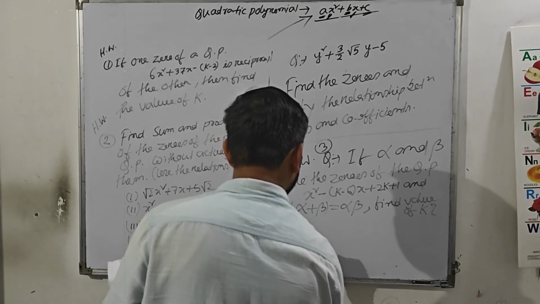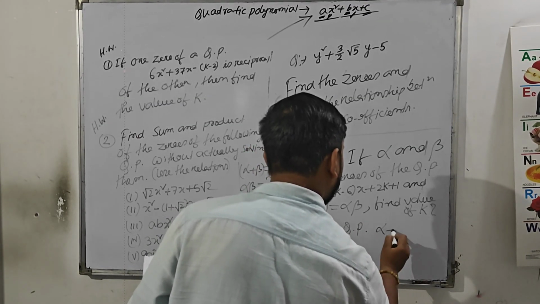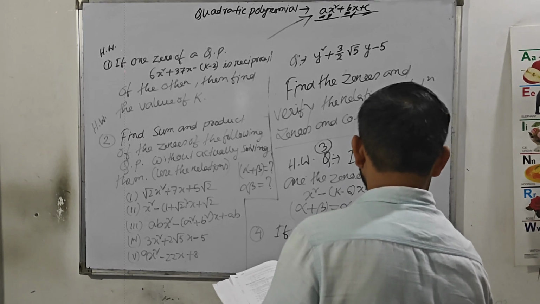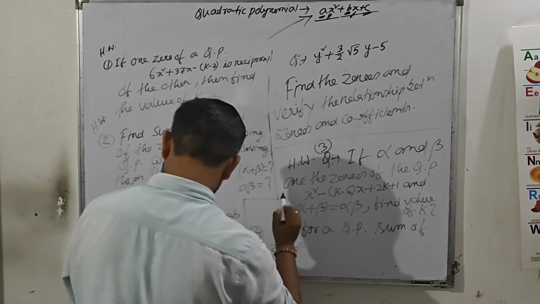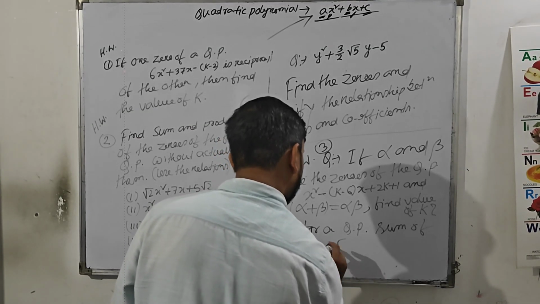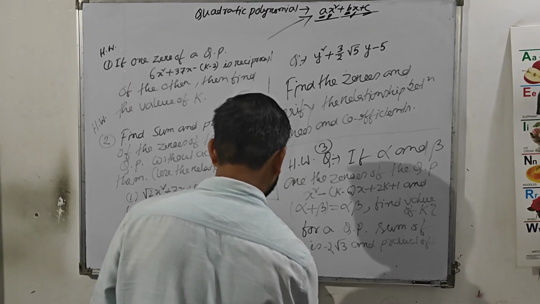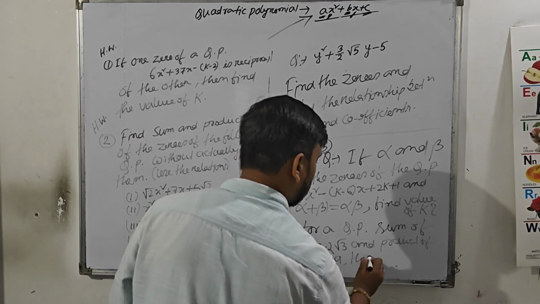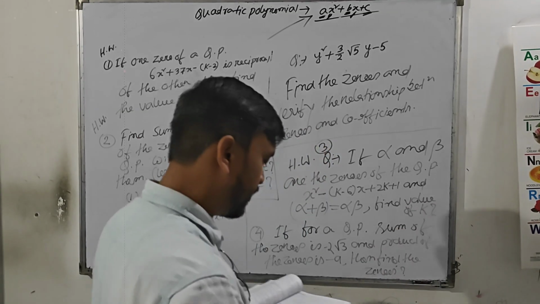If for a quadratic polynomial the sum of the zeros is minus 2 and the product of the zeros is minus 9, then find the zeros.